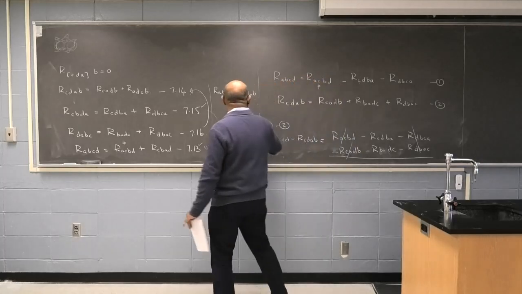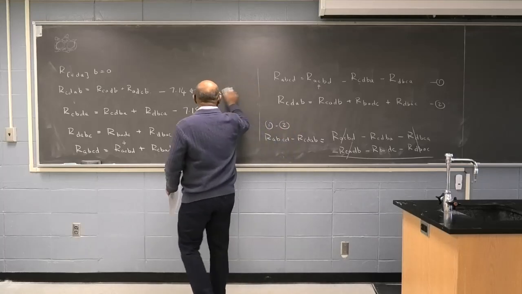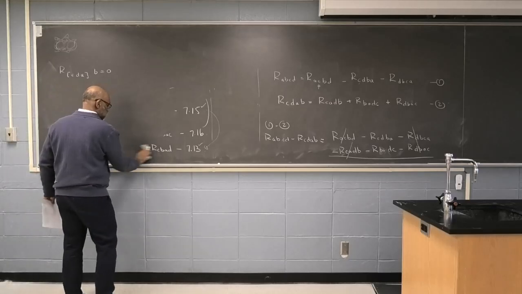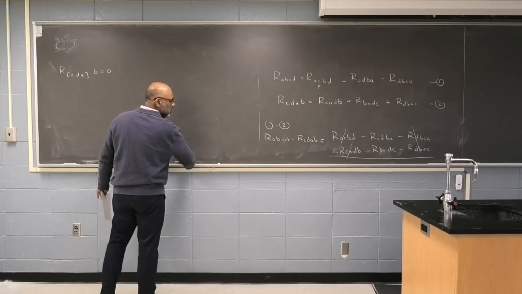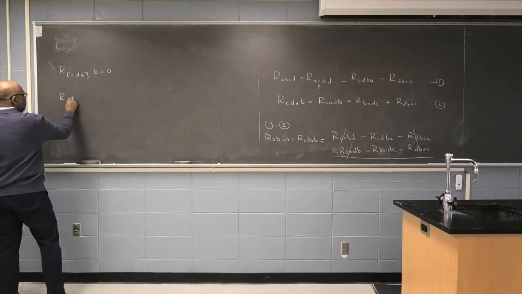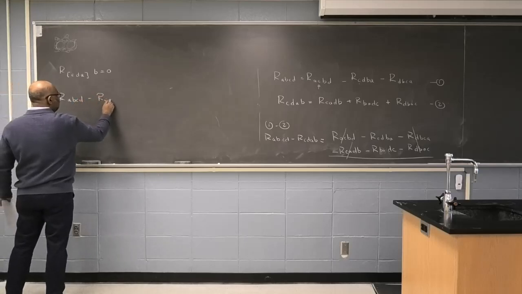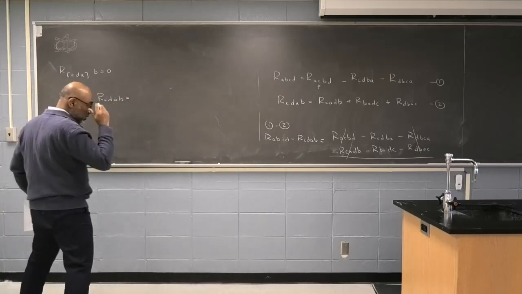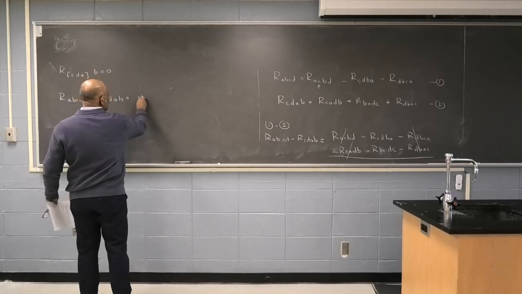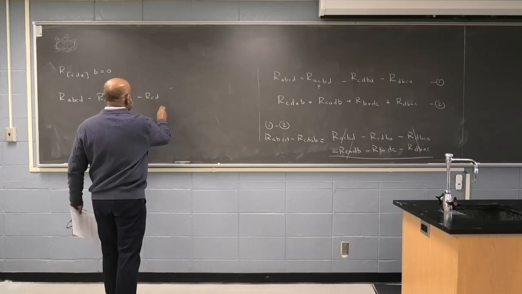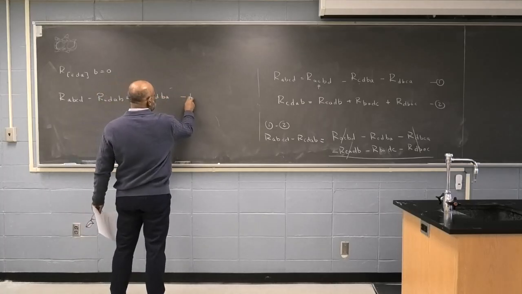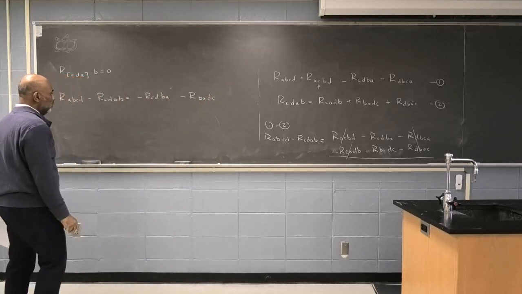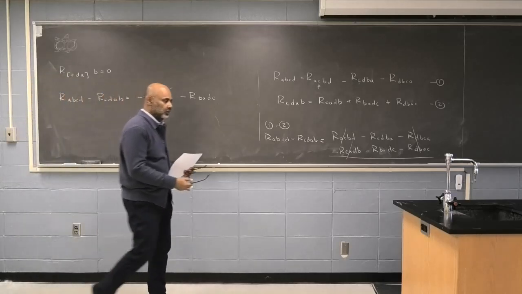All right, so let me, if we lose this, we just lost everything. So I have R, A, B, C, D minus R, C, D, A, B is equal to minus R, C, D, B, A, minus R, B, A, D, C. So first of all, watch what I'm going to do. It's correct.